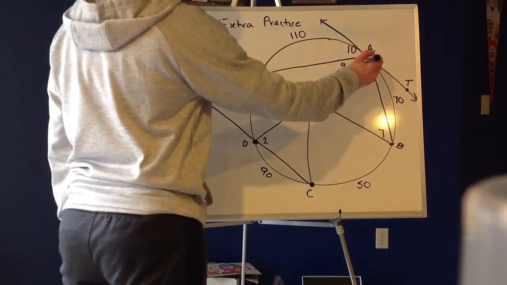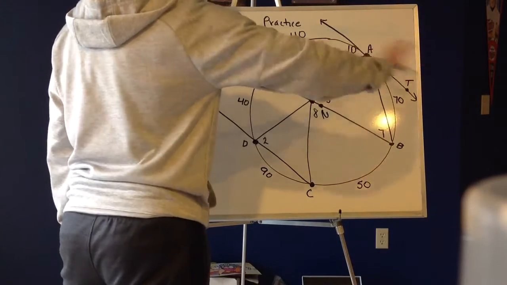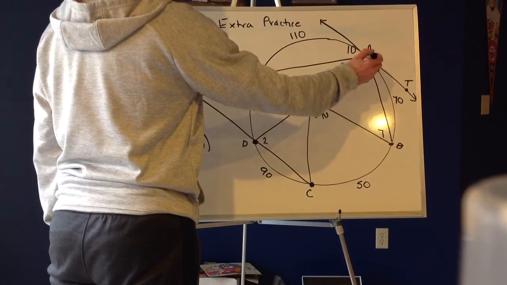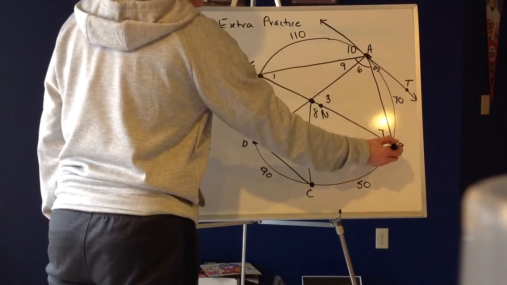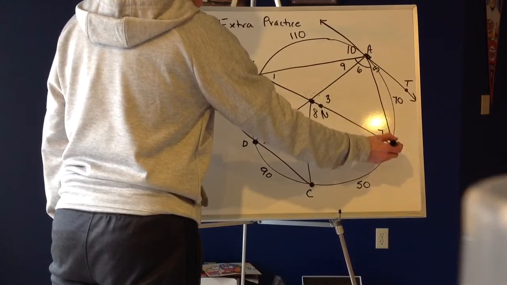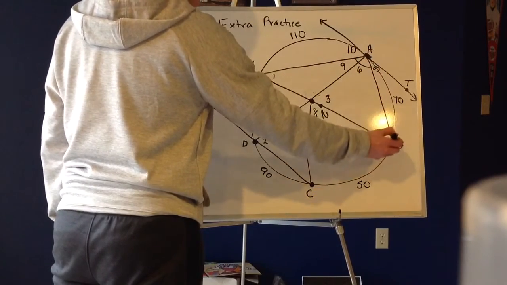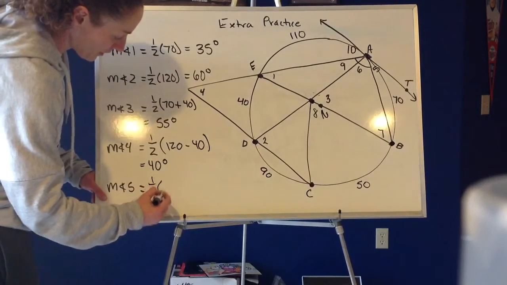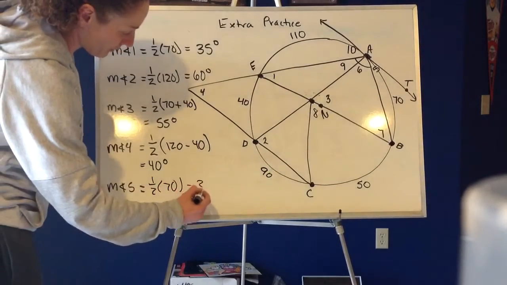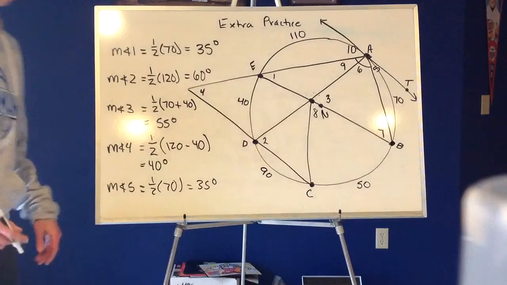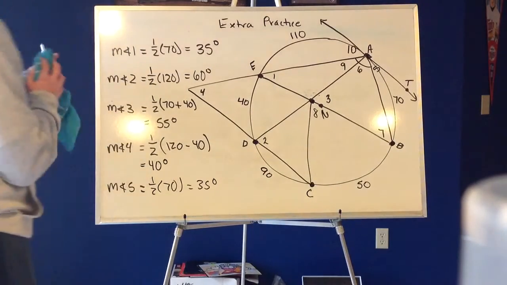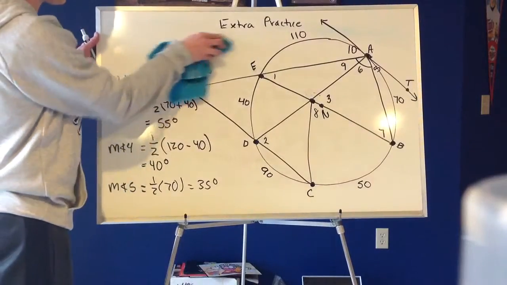Remember, for these ones, we ignore the tangent because that's just going off into no man's land. I just have to follow where the vertex is down to where it gets my circle again. So it would end up being this 70-degree arc, and half of 70 would give us 35 for angle 5. That would be half of the ones we had to find. Now we'll go back and find the other ones.